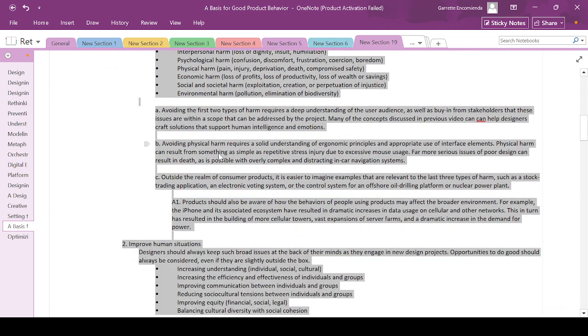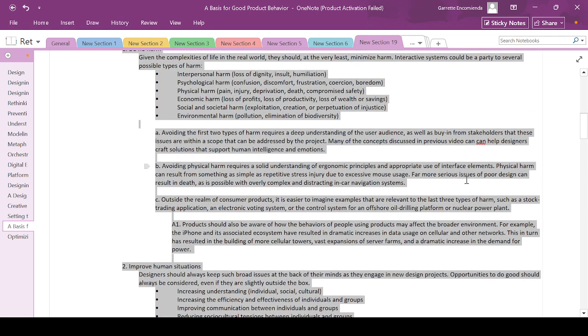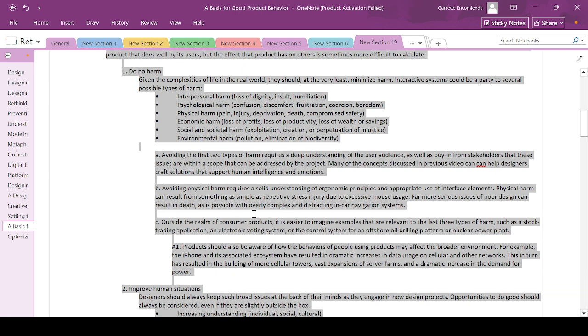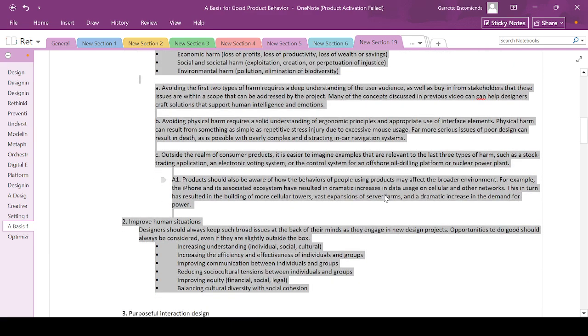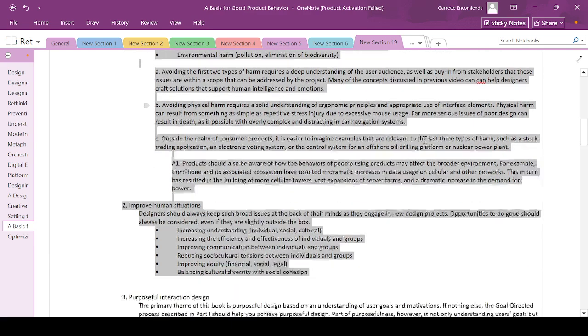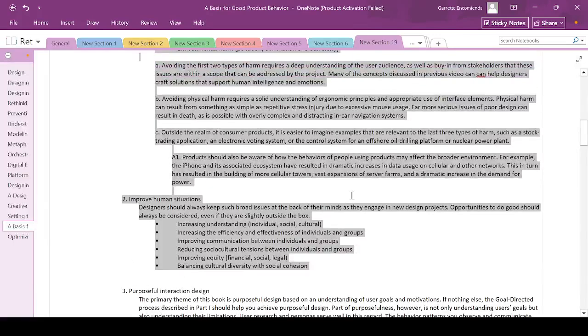Physical harm can result from something as simple as repetitive stress injury due to excessive mouse usage. Far more serious issues of poor design can result in death, as is possible with overly complex and distracting in-car navigation systems. So as you can see, psychological harm and interpersonal harm is just what we have solved using our software. So that's actually not a small problem. I believe that could be the biggest problem, right?